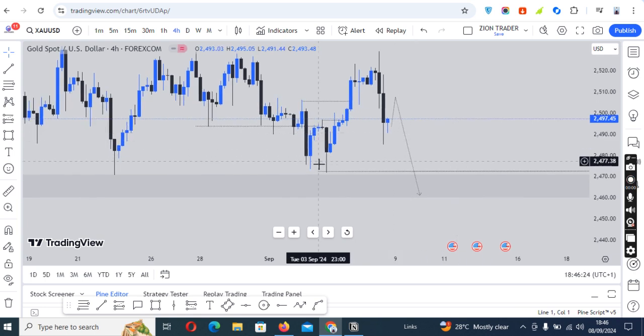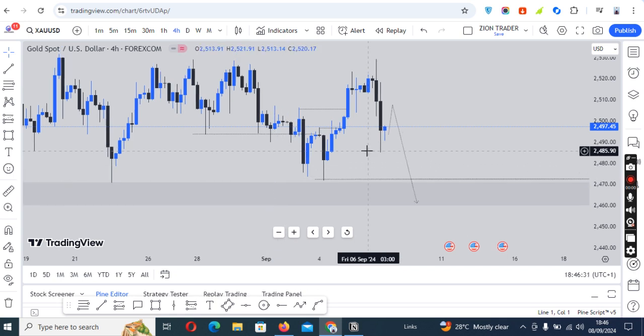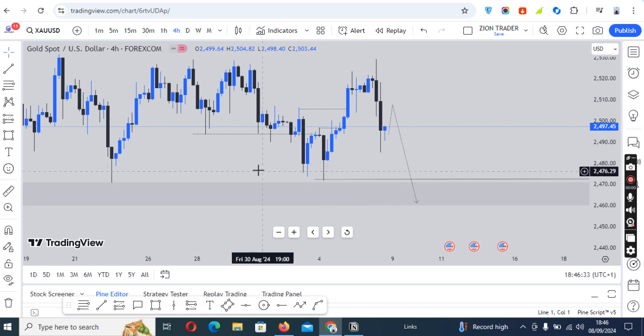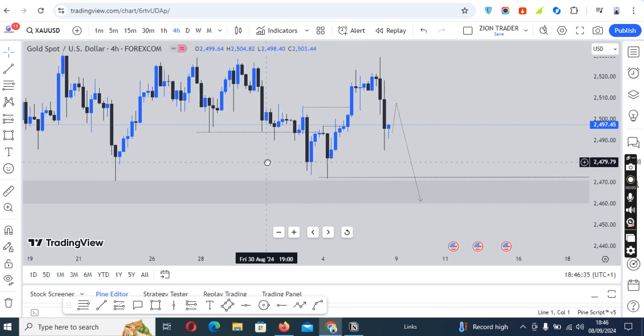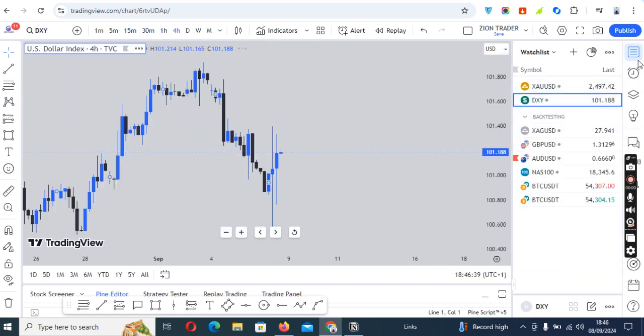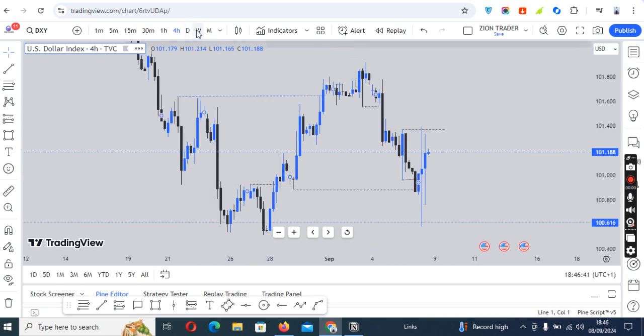Simply because originally, for instance, if price had already traded into this fair value gap, definitely I'd be looking for buys. I'd be looking for buys, not sells, right? But right now I'm still looking for sells, right? So that's it, guys. Let's quickly come to the dollar index and see what we have on the dollar index.